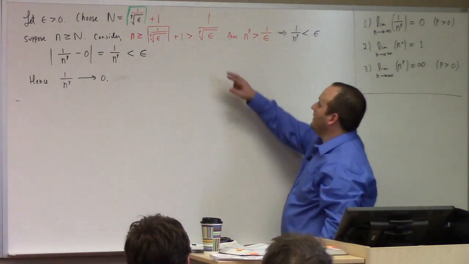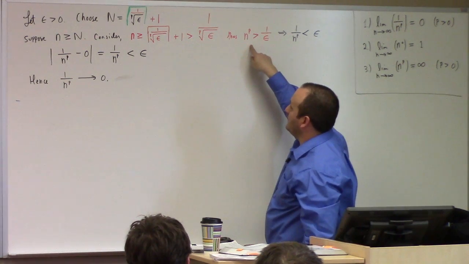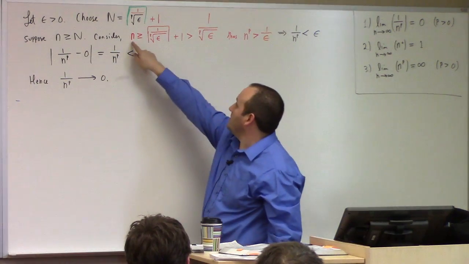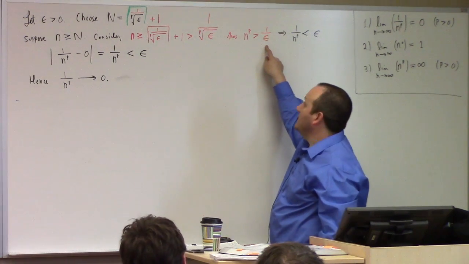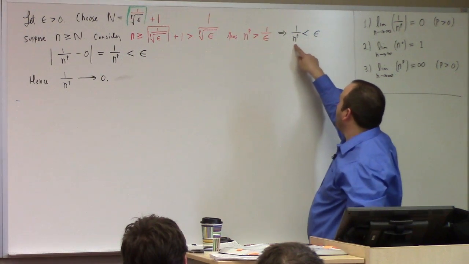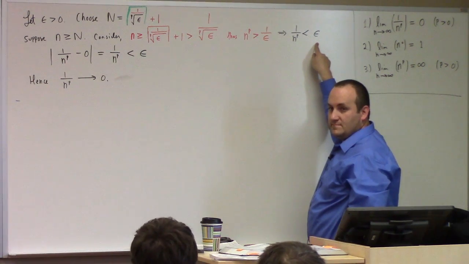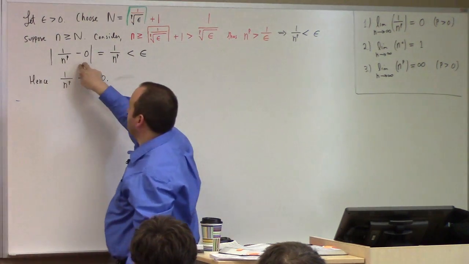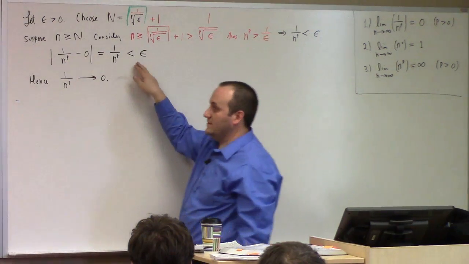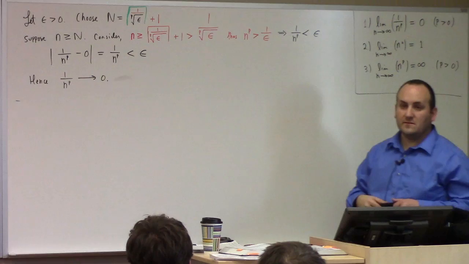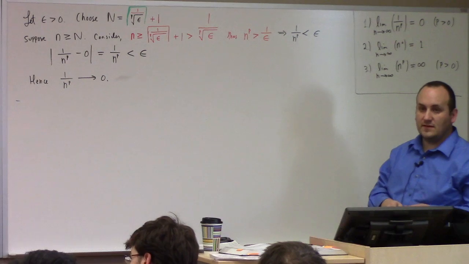From here, I get to here by taking the pth power of the inequality. So I've got n to the p is greater than the pth power of this, which gives me n to the p is greater than 1 over epsilon. But that tells me that 1 over n to the p is less than epsilon. Therefore, 1 over n to the p minus 0, which is equal to 1 over n to the p, is less than epsilon. Therefore, 1 over n to the p goes to 0 as n goes to infinity by the definition of the limit.